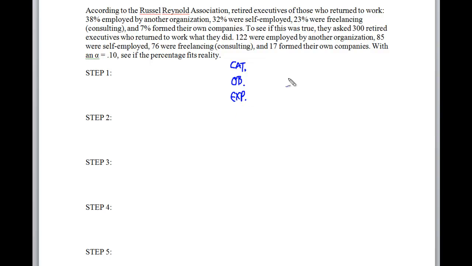Other things to note, you're going to want to maybe figure out your alpha, figure out your number of categories, and then figure out your degrees of freedom. All of these will be used in steps 2 and 3.